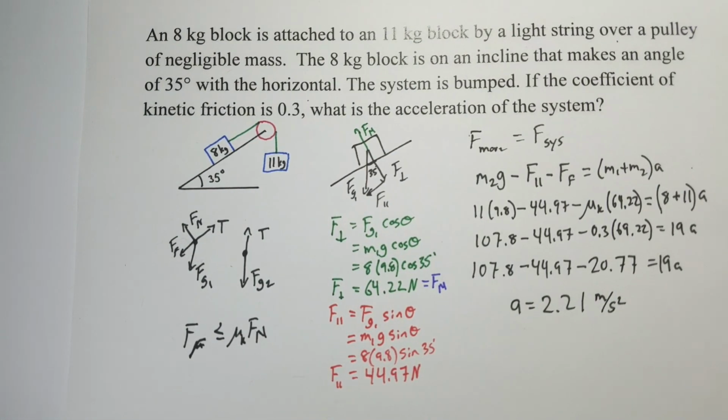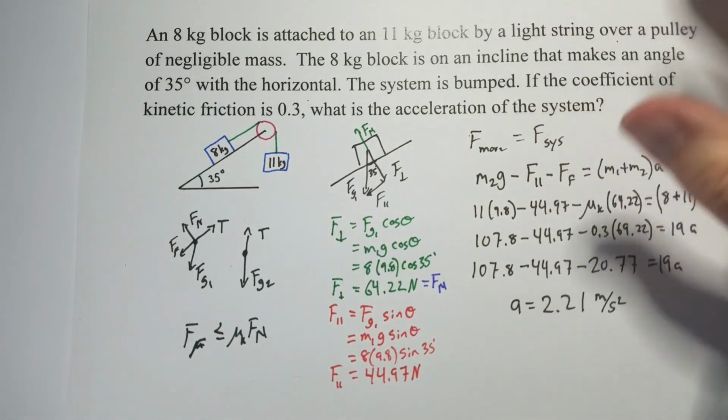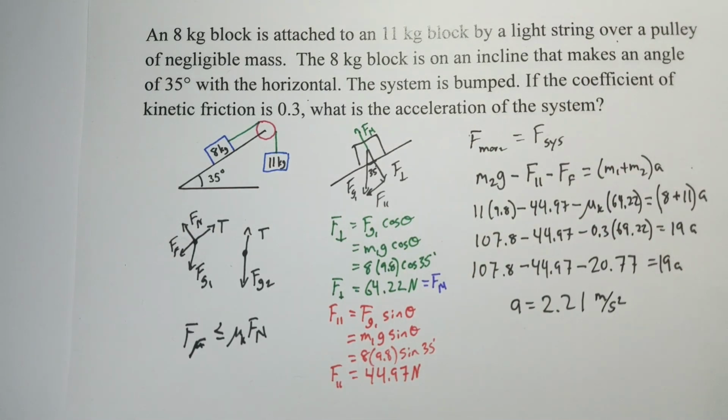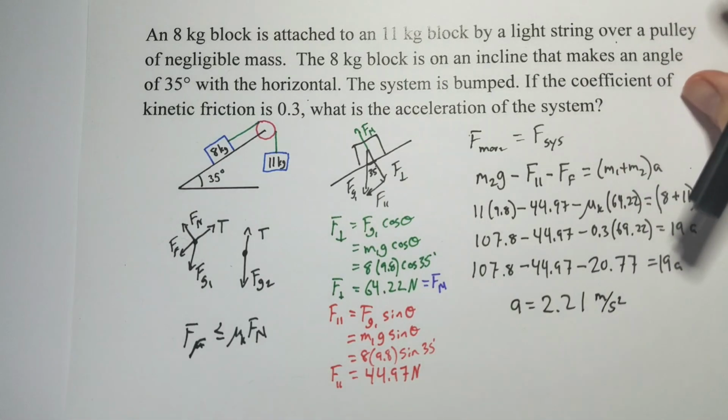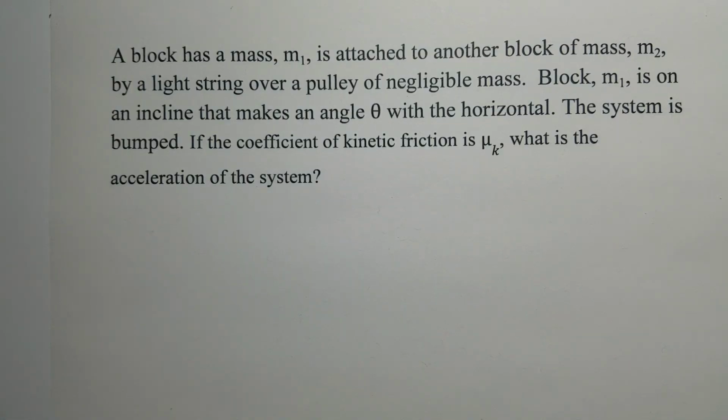All right, let's do one more problem, but let's just do it symbolically, just with the algebra, no numbers. And again, let's find acceleration. Okay, let's look at one symbolically. This time we have a mass m1 and m2, an Atwood machine on an incline with an angle of theta and the coefficient of kinetic friction mu k. And we want to figure out the acceleration of the system.